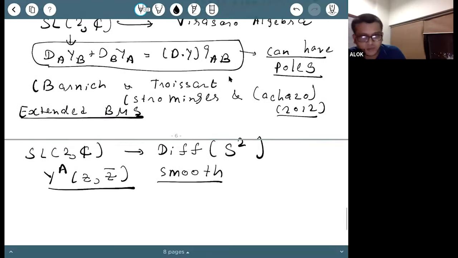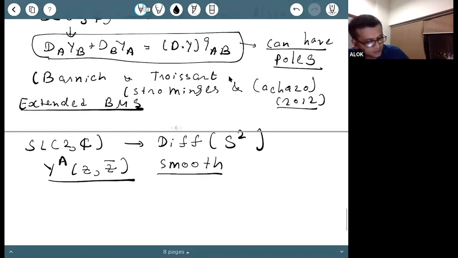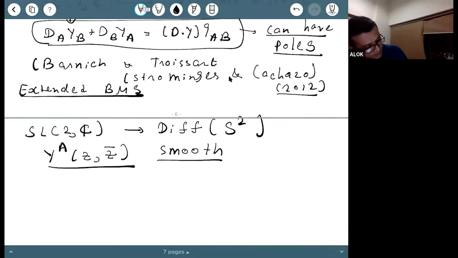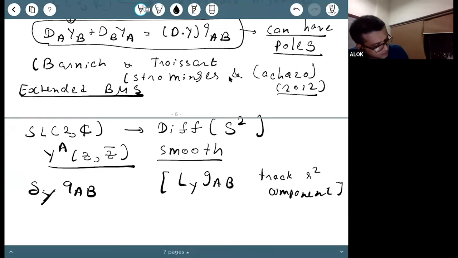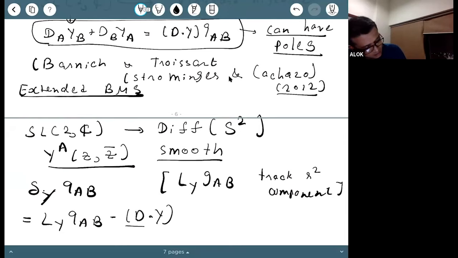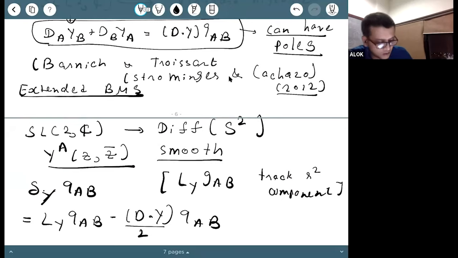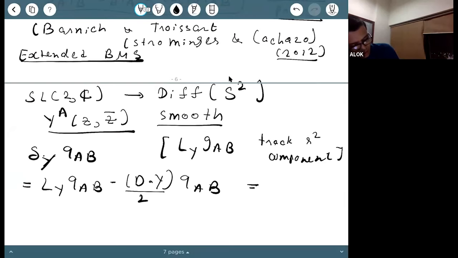Now this enhancement looks a little bit strange in the sense that it deforms the sphere metric. So let me explain what I mean. If we track what the sphere vector field does to the metric q, to compute this we compute the Lie derivative of the space-time metric, and we track the r squared component. That's just some algebra, and this turns out to be equal to L_Y q_AB minus something. So if Y is not conformally Killing or anything, then this is not zero. It deforms the metric smoothly.